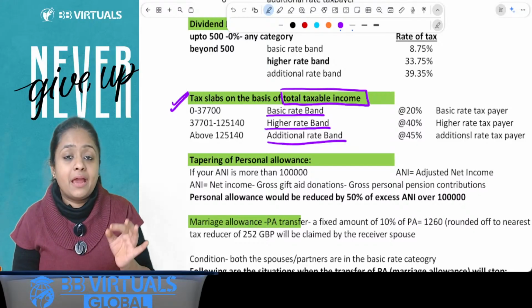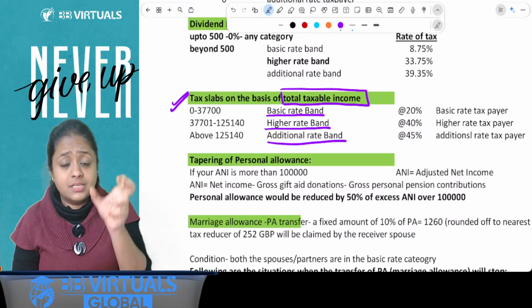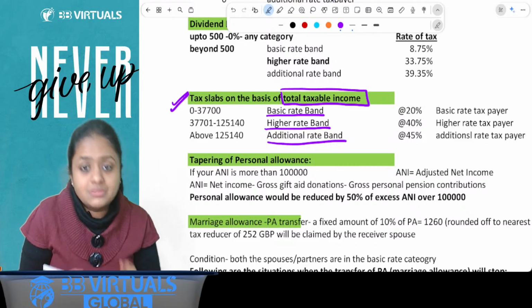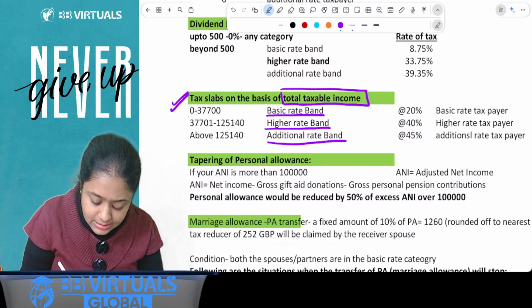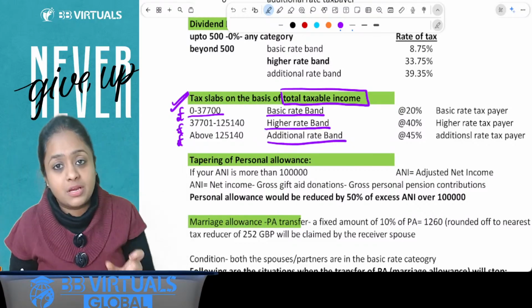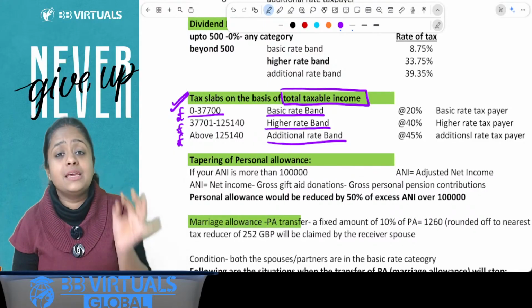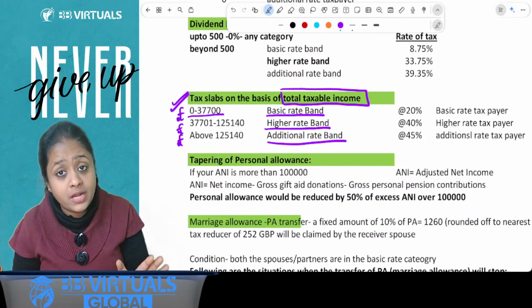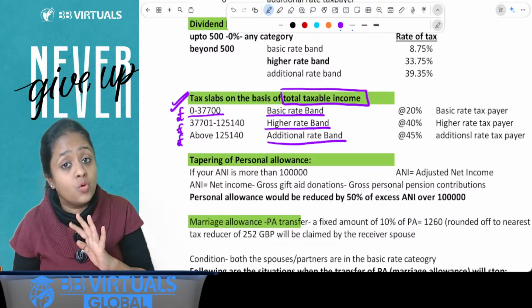The first rate band is from 0, that is practically from 1, so 0 pounds to 37,700 pounds. This is the first rate band. That simply means that if the total taxable income is 37,700 pounds or less, then the person is in the basic rate band only.